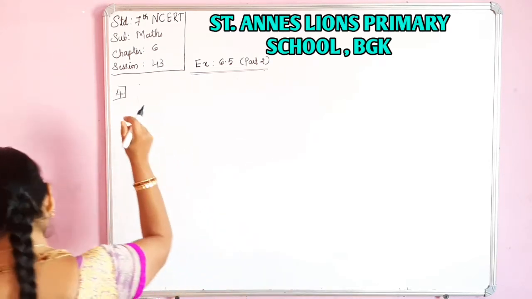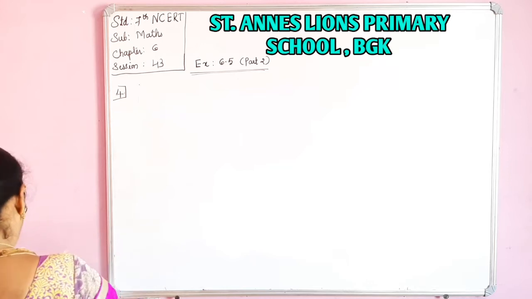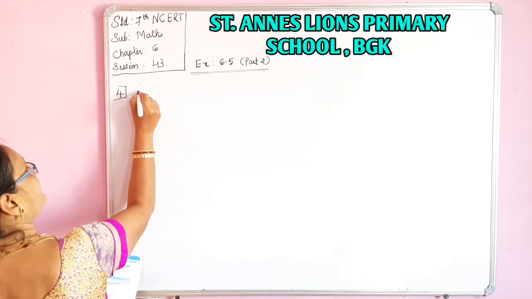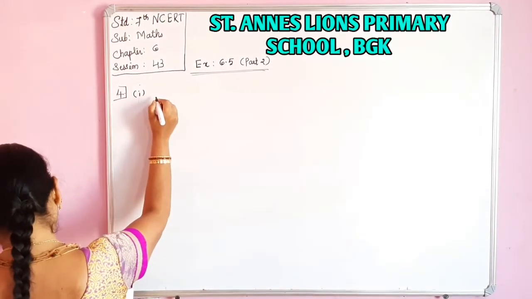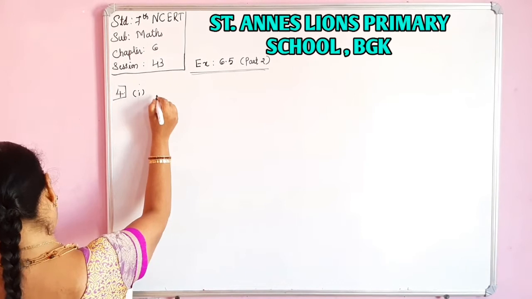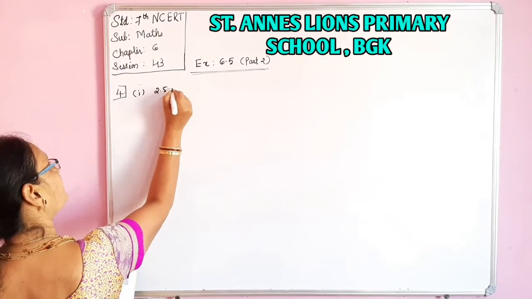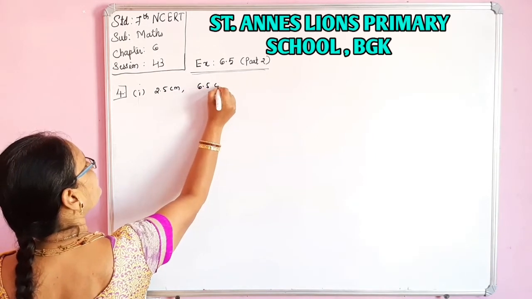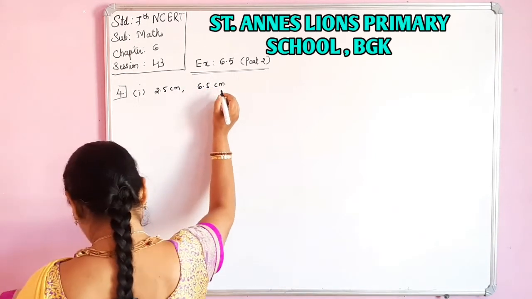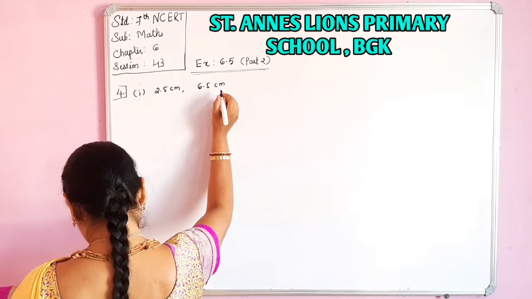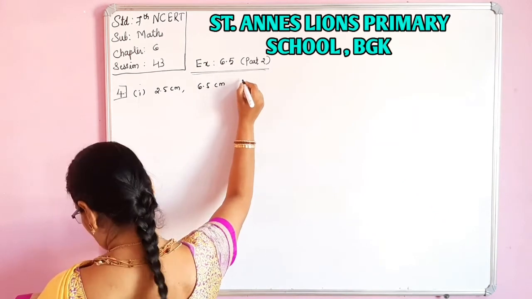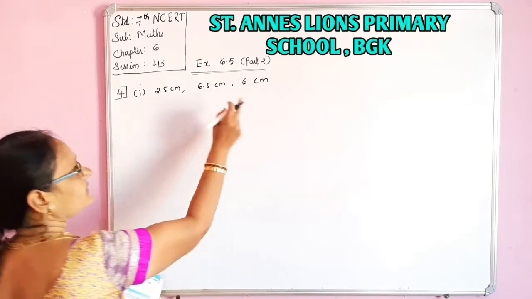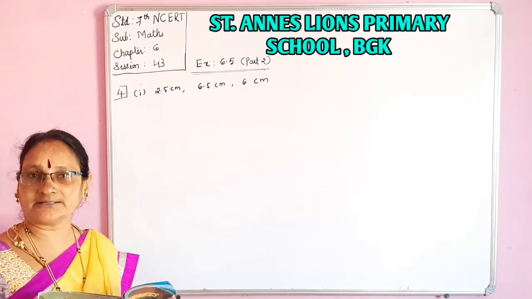Okay. The 4th question is, which of the following can be the sides of a right triangle? First one, here 3 sides of a right angled triangle are given. That is, first one is 2.5 centimeter, 6.5 centimeter, then the third one is 6 centimeter. Okay, these are the 3 sides of a right angled triangle.